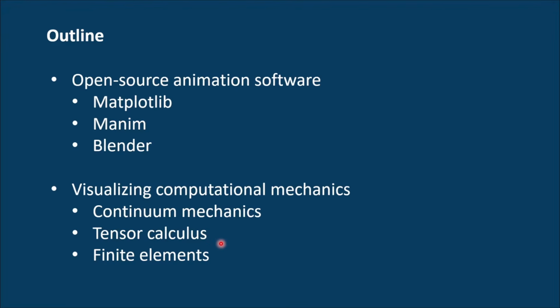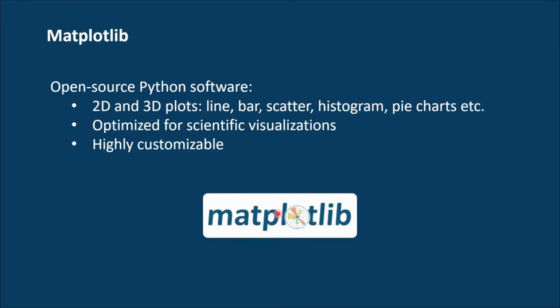And then in the second part of the presentation, I would like to show how I use these tools for making animations in the field of computational mechanics. So let's start with Matplotlib. I think most of you should be familiar with Matplotlib. So this is a Python library which is used whenever you have to do scientific visualizations. So you can plot graphs or scatter plots or histograms and so on.